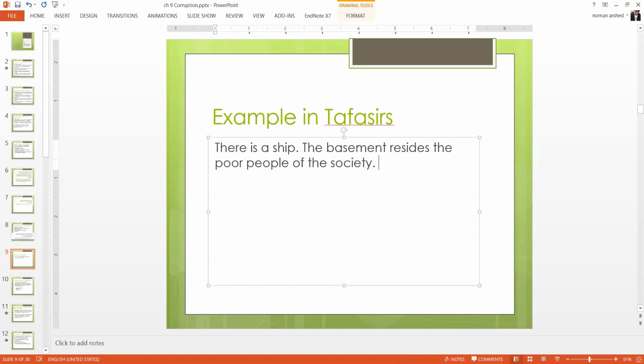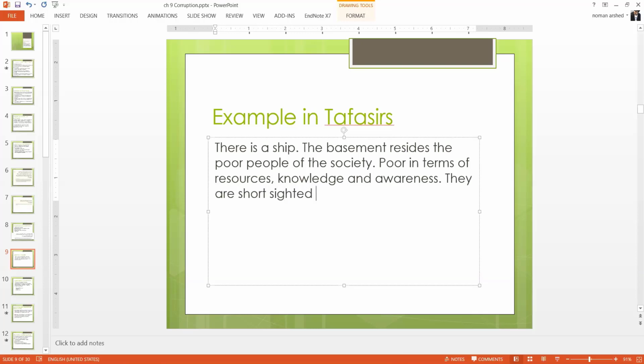So here poor means poor in terms of resources, knowledge, and awareness of what they are doing and what the implications are to the society. Okay, they are short-sighted and self-centered.